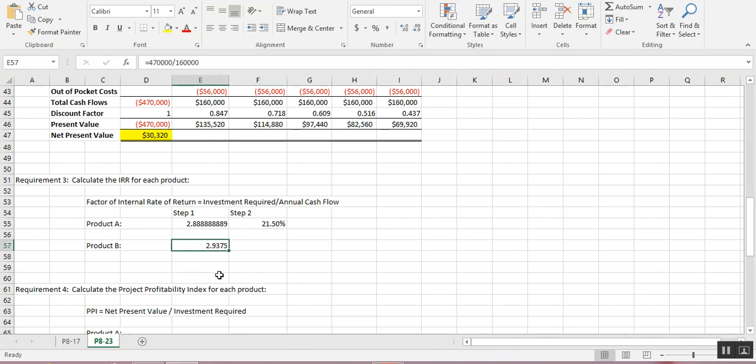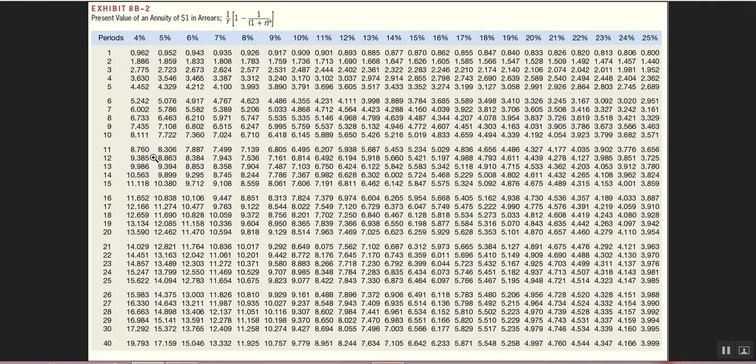We're going to do exactly the same thing for product B, except we're going to use that number 2.9375. So same chart. We're still working with the 5-year period of time. And we're going to read over until we find something that's close to 2.93, about 2.938. So again, we've got something that's between 2.926 and 2.991. That's 21% and 20%. So it's somewhere between there.